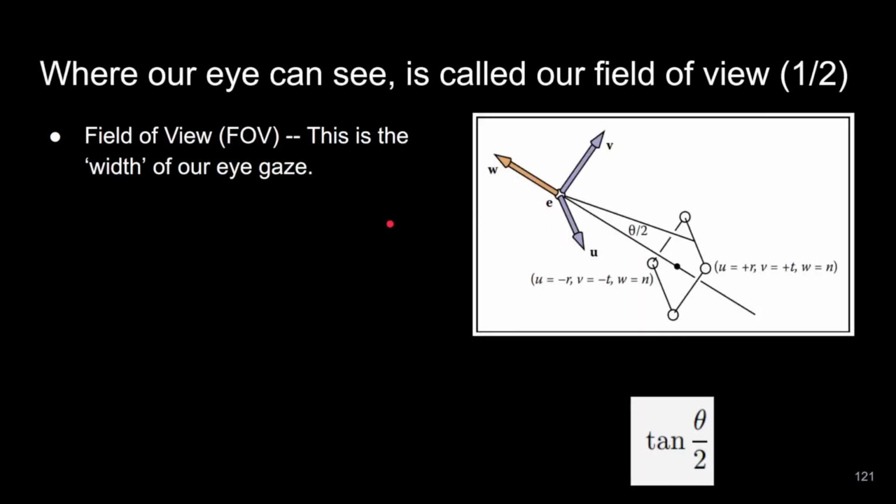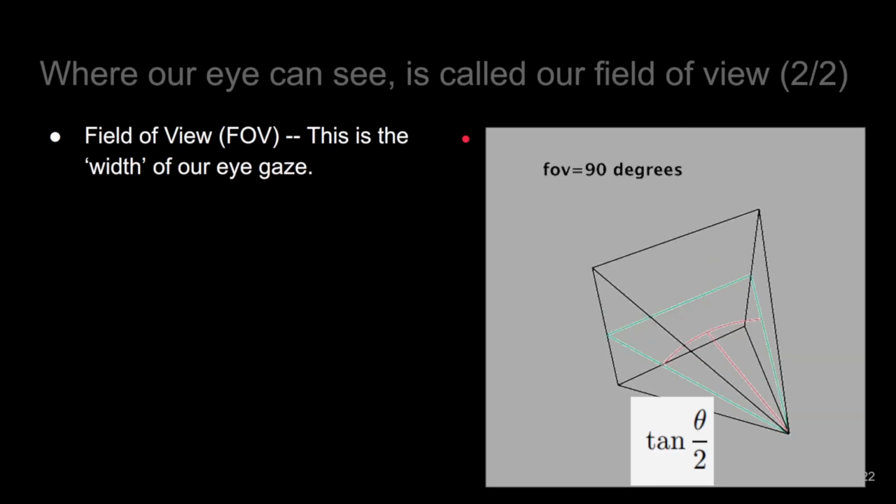All right, so where our eyes can see is called the field of view, okay? Let me advance one step forward.